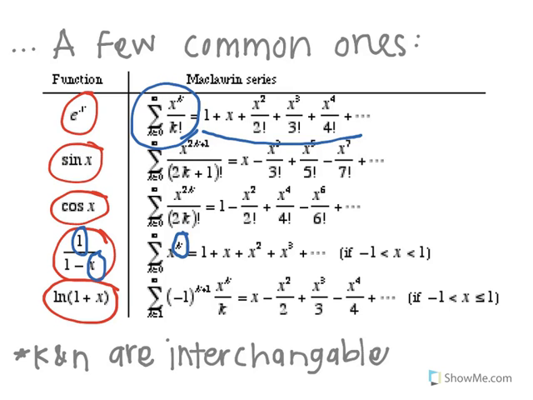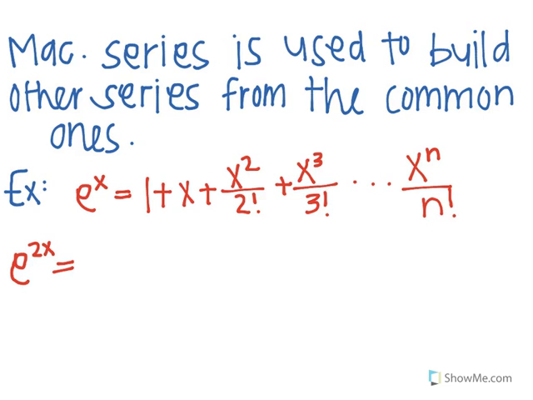What you can do with the common Maclaurin series is use them to build other series from the common ones. So for example, here we're going to do one. We have e to the x, and so I have the whole e to the x series and the general term. We're going to try to find e to the 2x. So basically, what you do is you take the 2x and you replace it in each term.